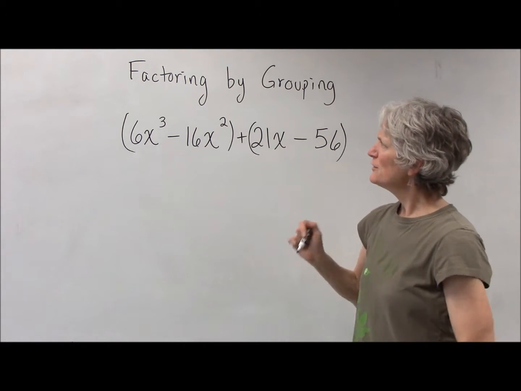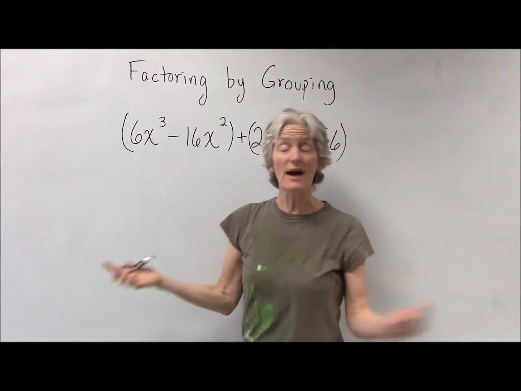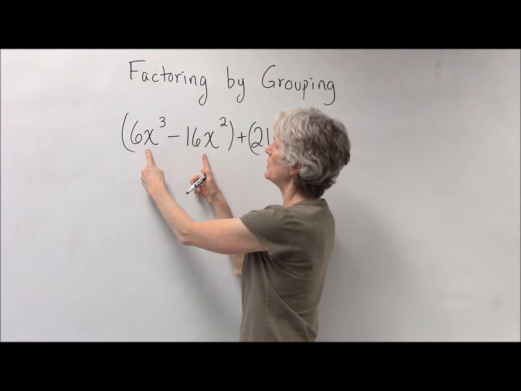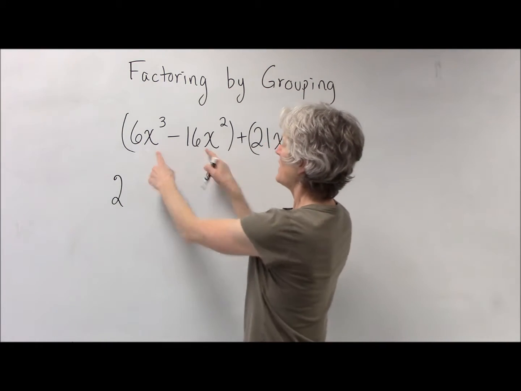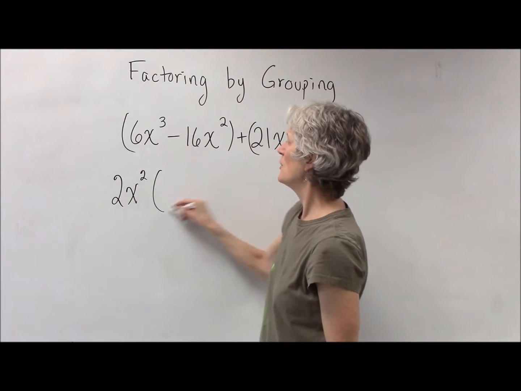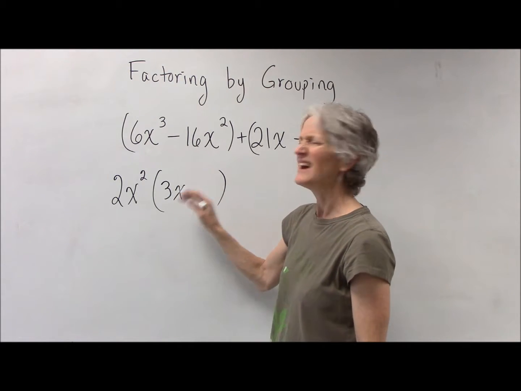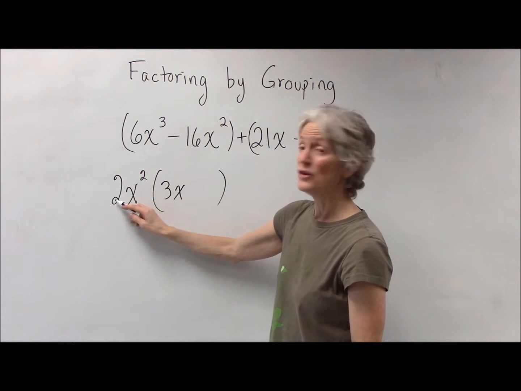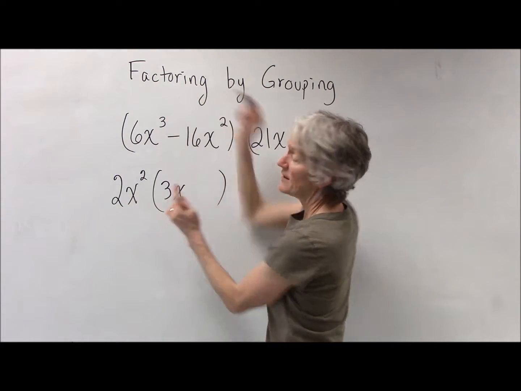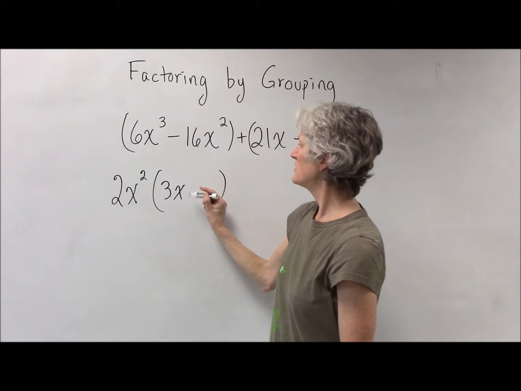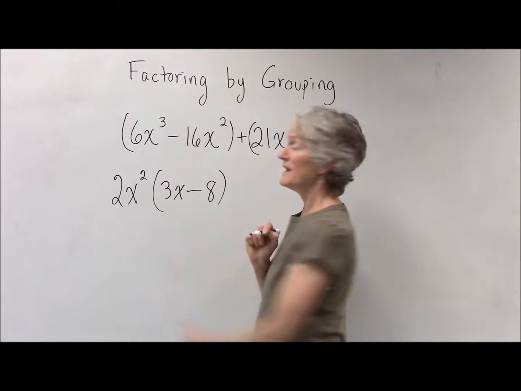Okay? So now, I'm just going to look at these first 2 and factor out a greatest common factor. I'm going to see what's common to both of those. Let's see, 6 and 16, I can factor out a 2. They both have an x squared, so that's going to be my greatest common factor. This leaves me with a 3x and an 8. Again, I'm just undoing distribution. You can always check by multiplying those together. This would give me a 6x cubed. Yep, I did that correctly. My subtraction, 16x squared divided by 2x squared, that leaves me with an 8.